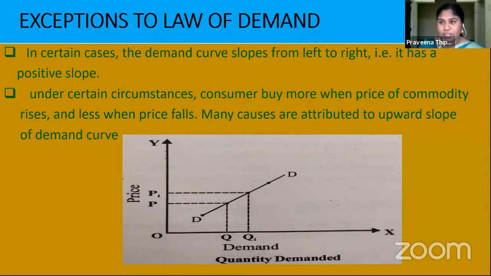So children, till now we have learned the reasons for the downward slope of the demand curve. Now there are some exceptions. There are some exceptions to the law of demand.